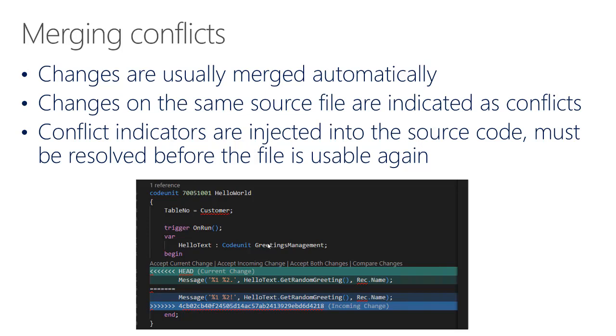And so this is what that looks like. You'll see there are two messages made in the same place. There are two differences in there. And as you can see, there are these little actions that you can take. You can say, accept the current change, accept the incoming change, accept both changes, compare changes. And those are also actions that you can click on.